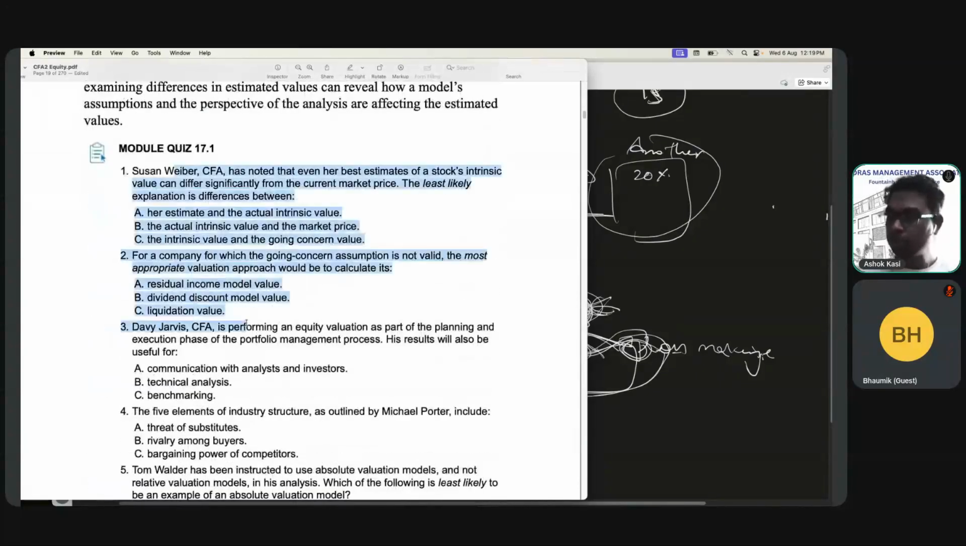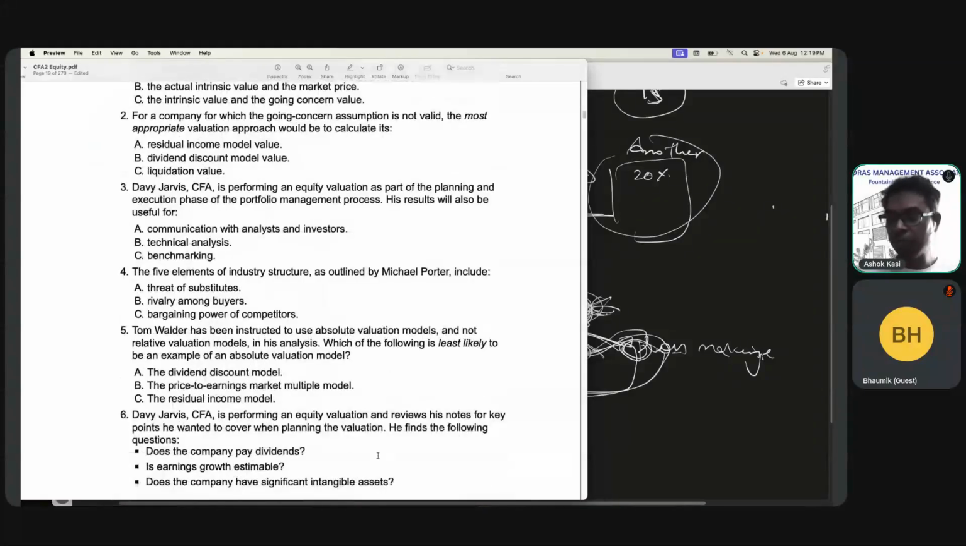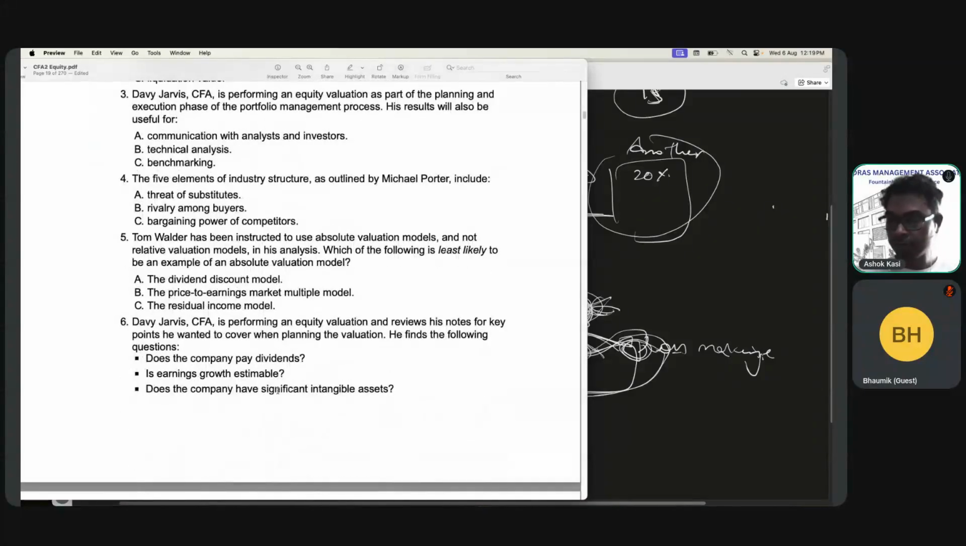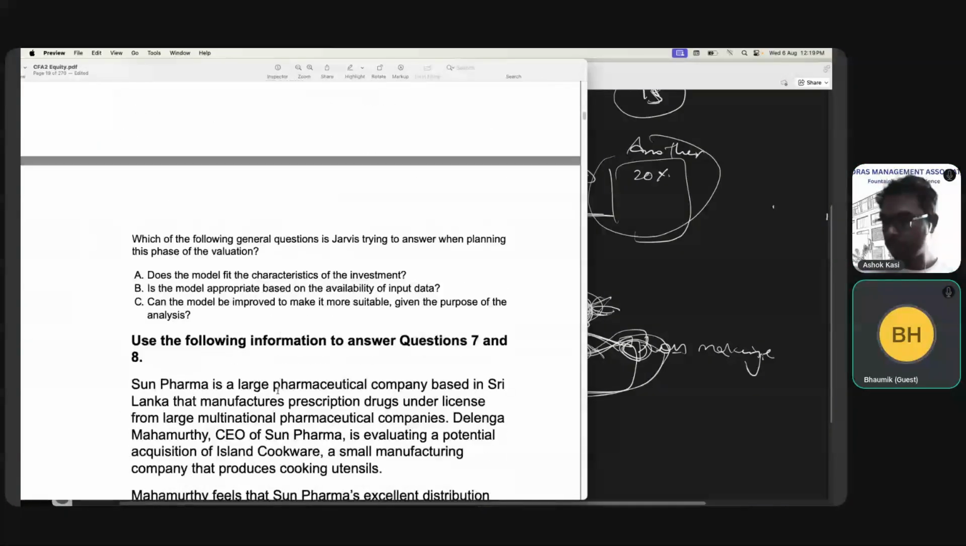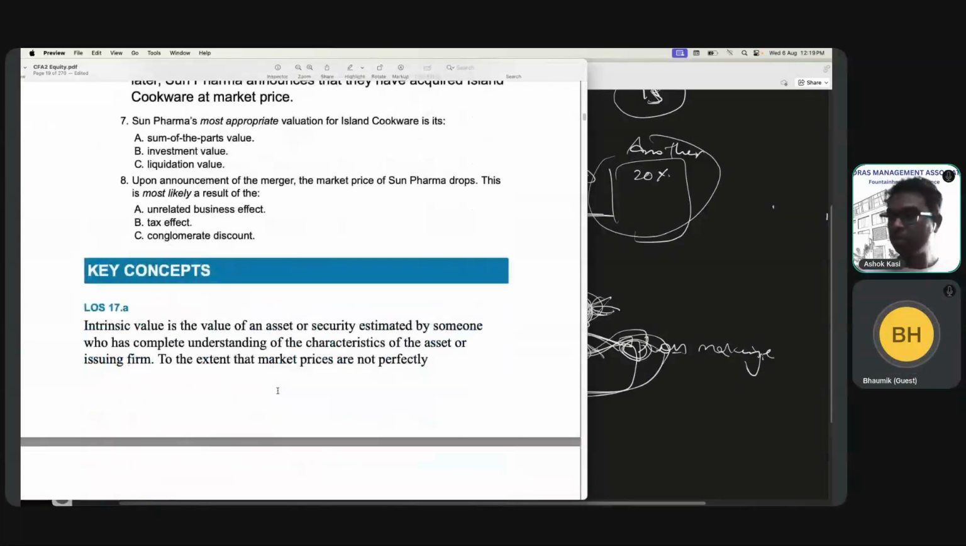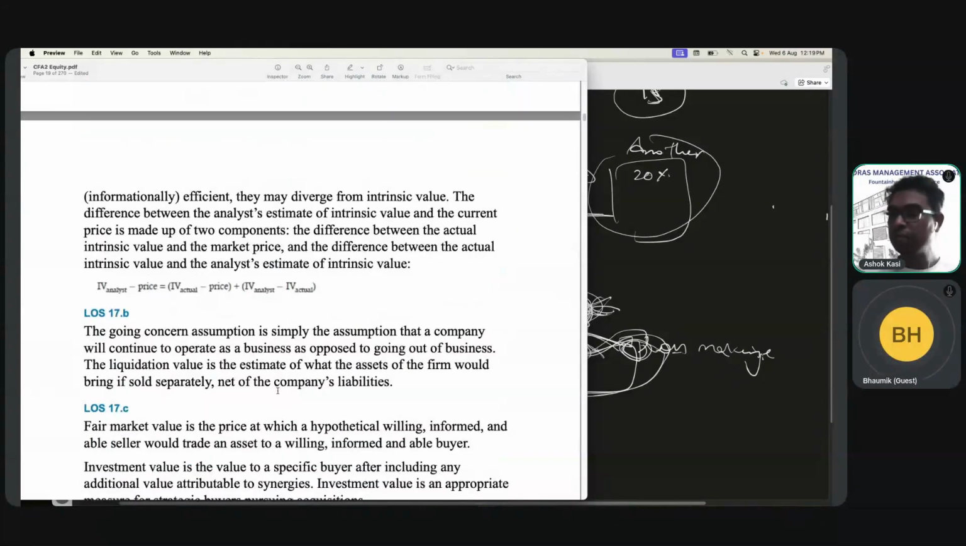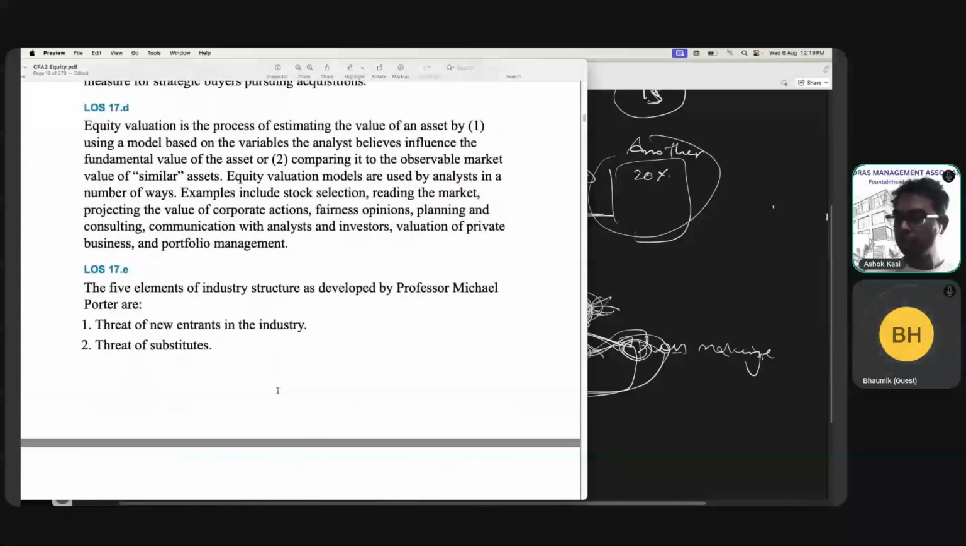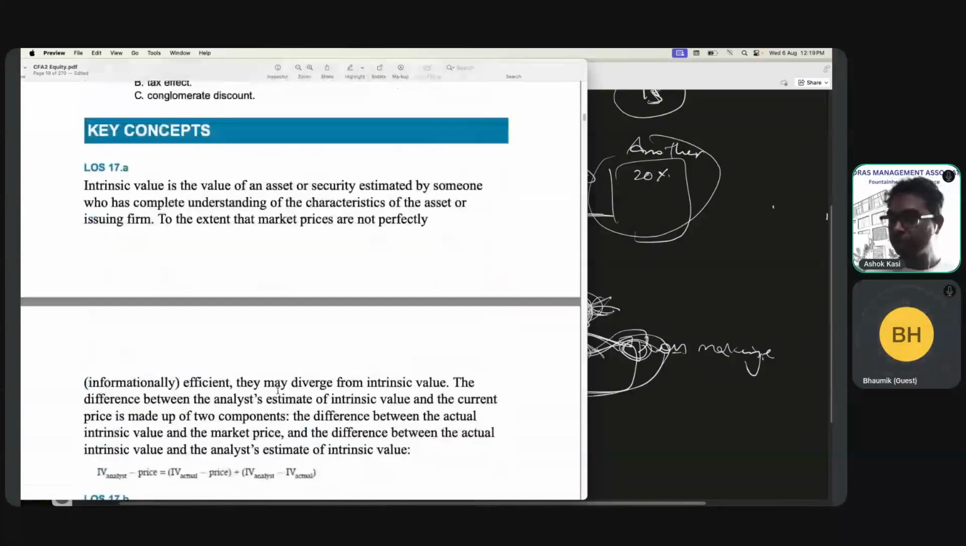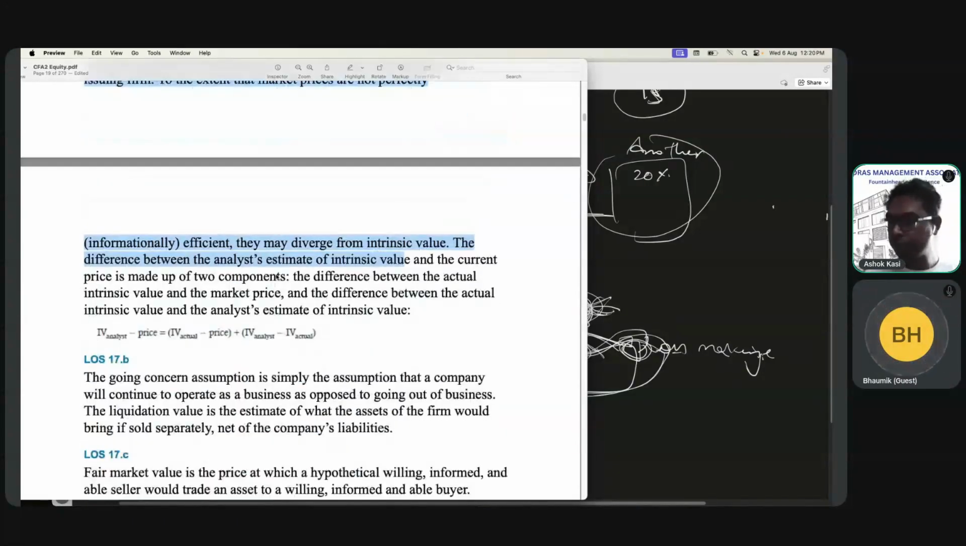These module quizzes, you just read peacefully and then attempt them. If you face any problem, you let me know. All these are easy only. If there is anything difficult, I myself will do it, but I'm expecting you to read properly and then do. You should read the key concepts also, even these are all good. First you read the entire readings properly, then read the key concepts and do the module quiz.